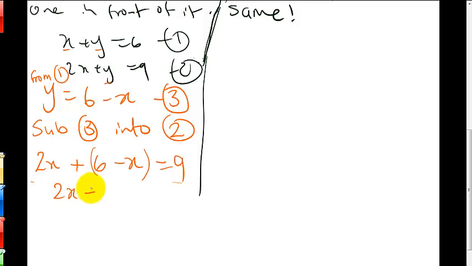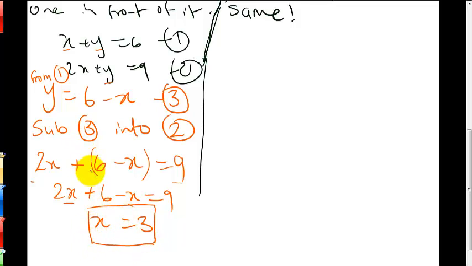So I get 2x plus 6 minus x equals 9. 2x take away x is x. You take away 6, bring it to the other side. X therefore equals 3. Wait, how'd you go with the brackets? It's not times by anything. Right. It's times plus 1, yeah? So there's nothing there. X equals 3, you're not done.